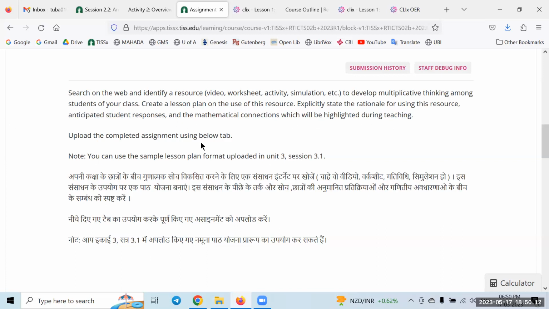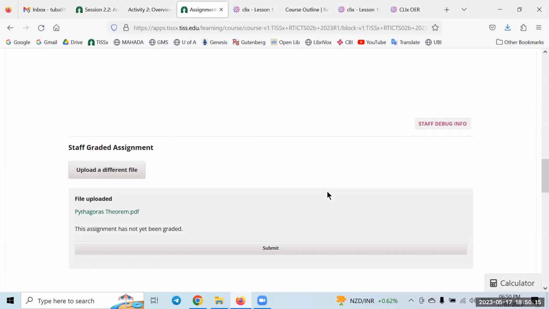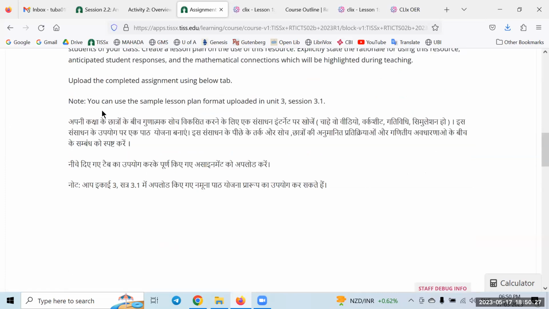Upload the completed assignment using the tab below. Here it says upload a different file, because I was checking, but for you it will just say upload a file.